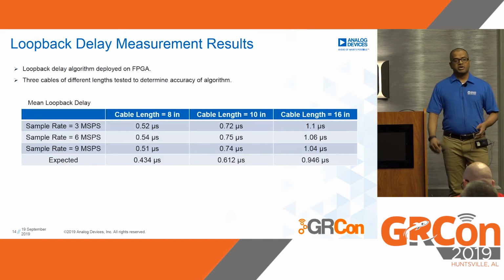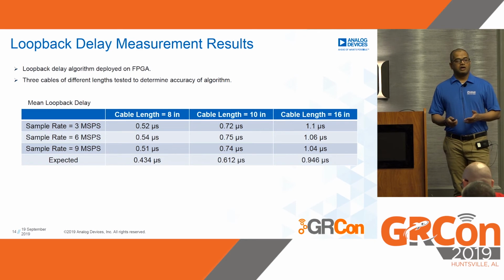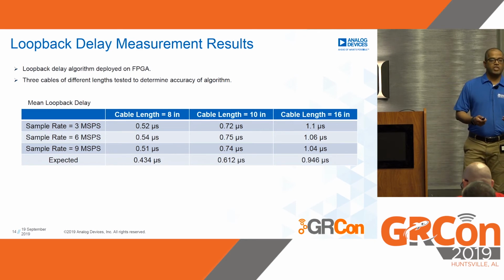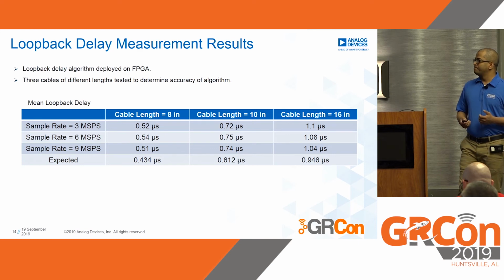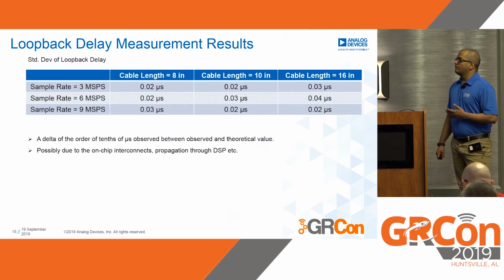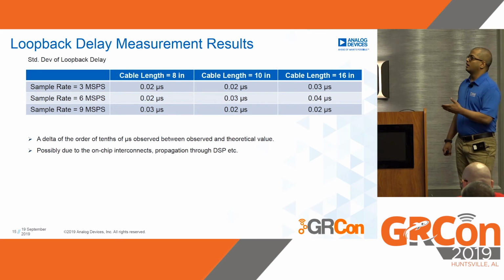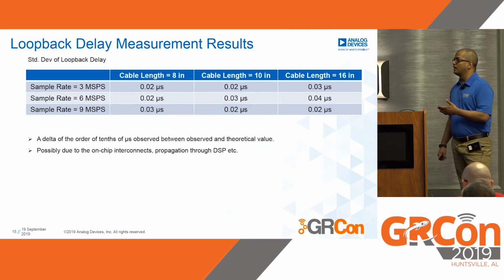We then conducted some measurement results using this implementation. We took a few cables and looked at the expected value in terms of the loopback delay and the observed value. The expected value is simply based off of a theoretical formula which takes into consideration the dielectric constant of the cable, the center frequency of the signal, etc. And we noticed that our observed values were tenths of microseconds off from the expected value. We hypothesized that perhaps the propagation delays through the DSP, the on-chip interconnects, were adding a delta value to our observed loopback delay answer.